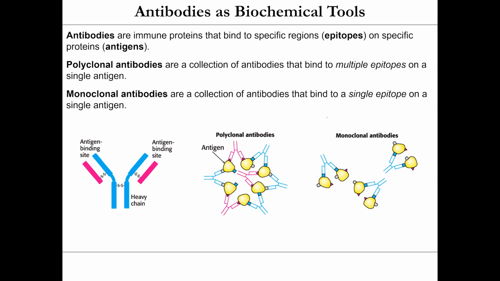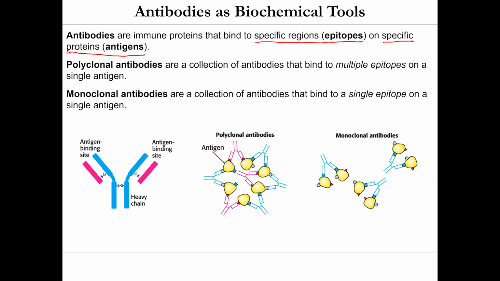So now that we've talked about some basic protein purification and analysis methods, we'll move on to talk about antibodies as biochemical tools. Antibodies are very important and widely used in biochemistry labs. Antibodies are immune proteins that bind to specific regions called epitopes on specific proteins called antigens. You've probably all heard about antibodies before, especially in recent years.